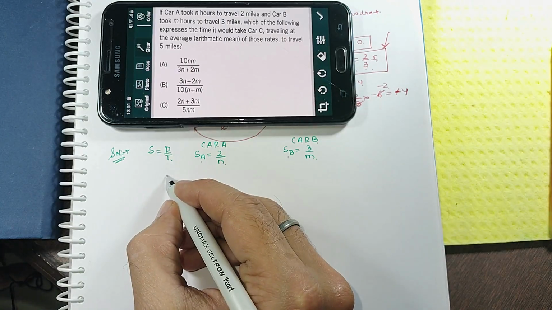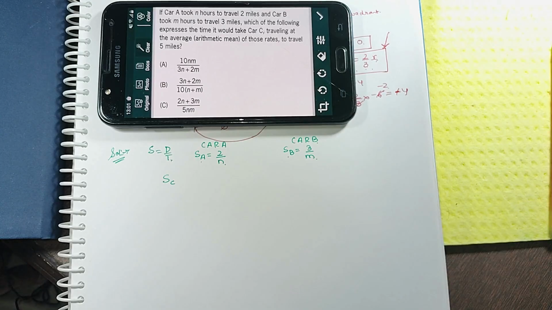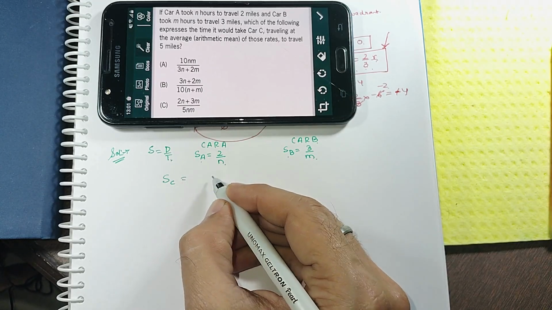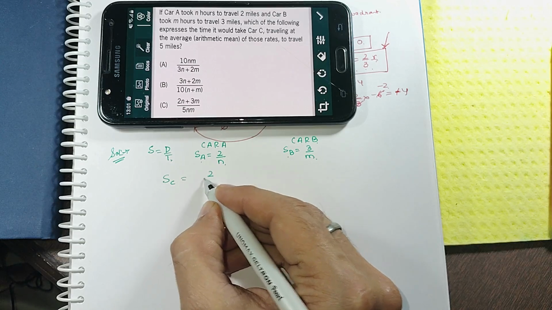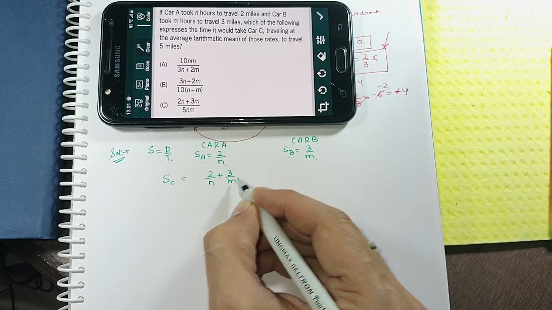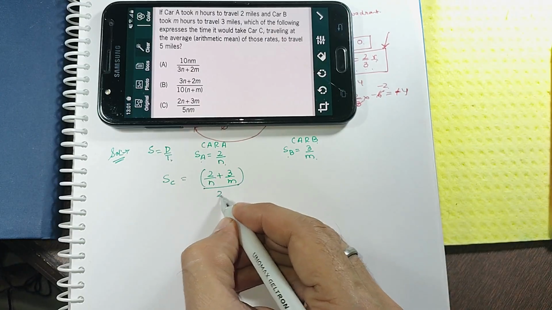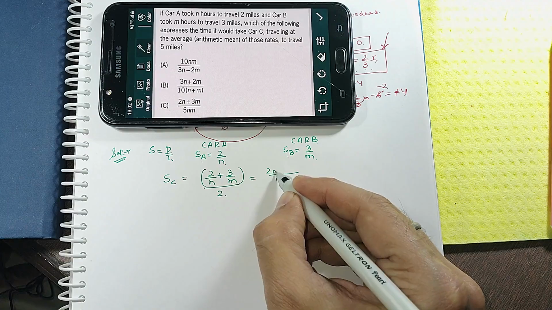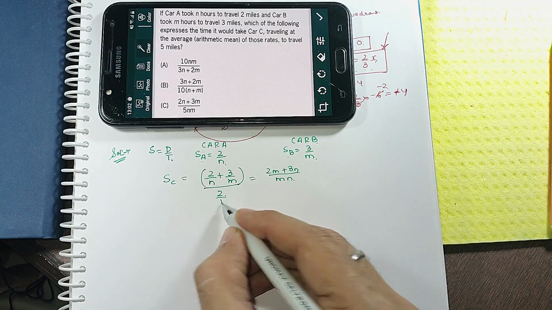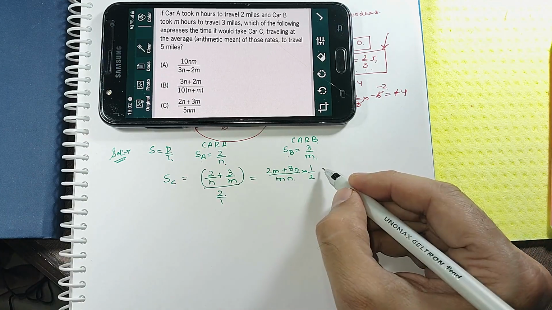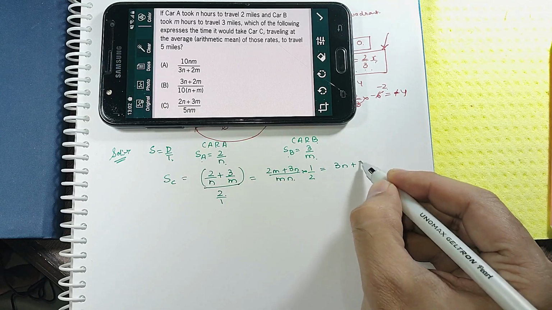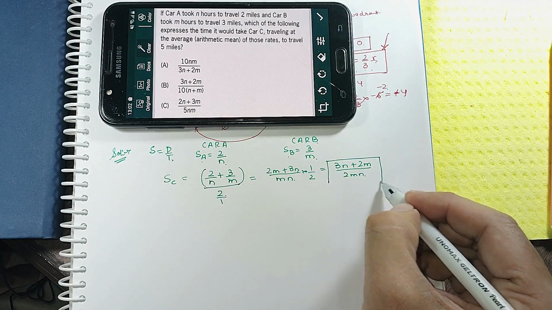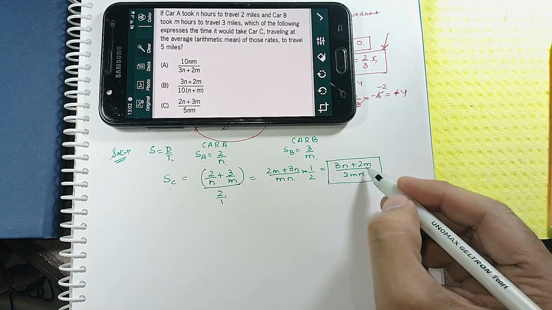So speed of car C, we'll use S subscript C for this. So this is basically equal to 1 by 2, since average is basically 1 by 2, times 2 by n plus 3 by m, the addition of these two rates divided by 2. Right? So this will be equal to, with m into n as the LCM, 2m plus 3n, over mn. Now this is multiplied by 1 by 2. So this is basically 3n plus 2m divided by 2mn. So this is the speed of the car C in terms of m and n.